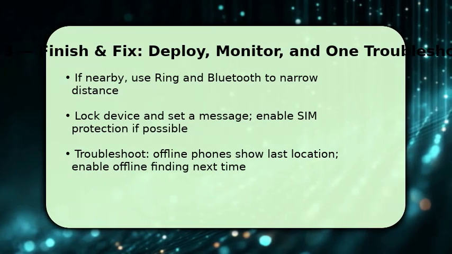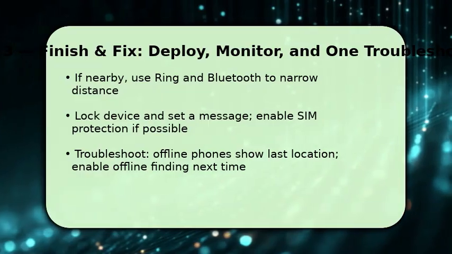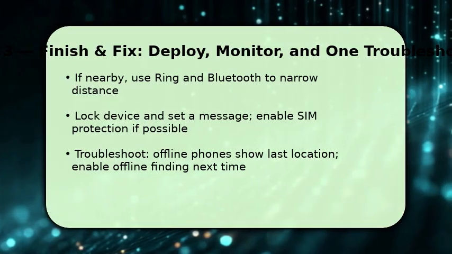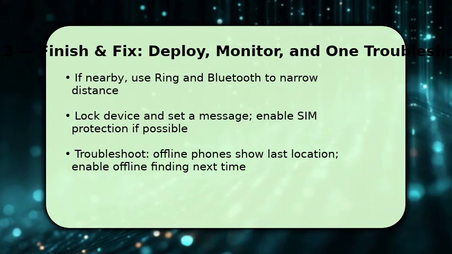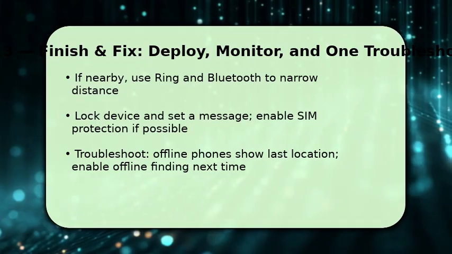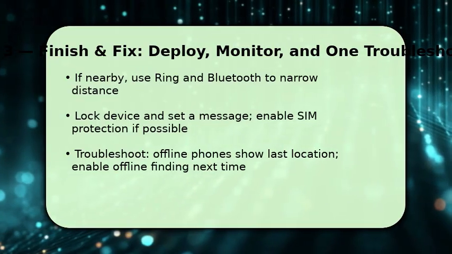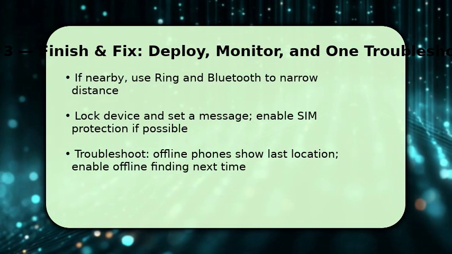If the phone is nearby, use Ring and then move toward the signal while watching the map. Bluetooth can help refine distance. If recovery isn't immediate, lock the phone and display a contact message so a finder can return it, and enable SIM protection to block new SIMs.